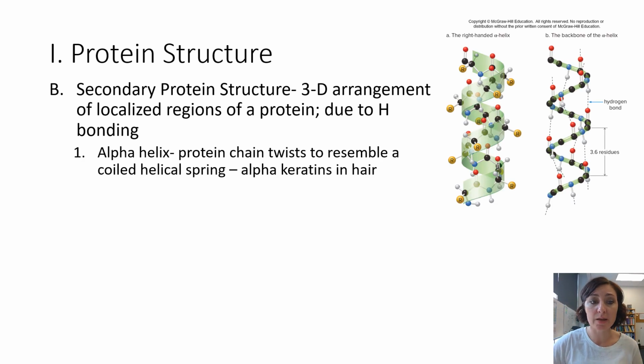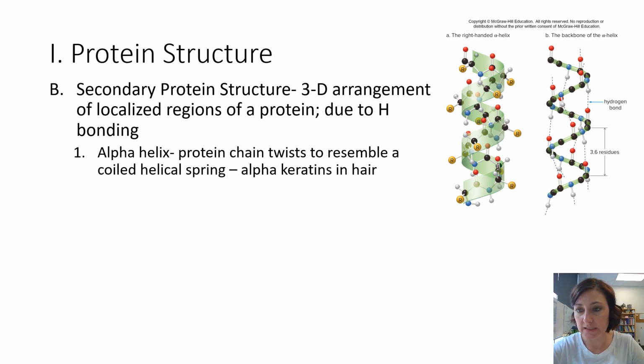There are 2 types of secondary protein structure. There are more types, but these tend to be the most prevalent. The first is called an alpha helix. So what happens in an alpha helix is your protein chain, which was straight, starts to turn and coil in a clockwise spiral. So it kind of resembles a coiled spring. An example of this would be alpha keratins in your hair.